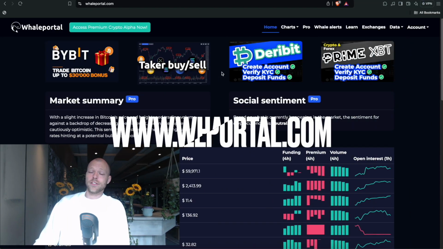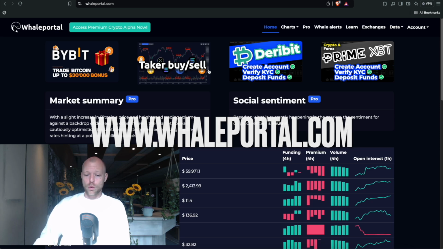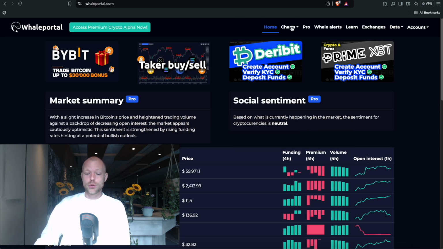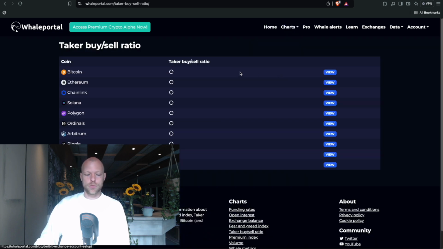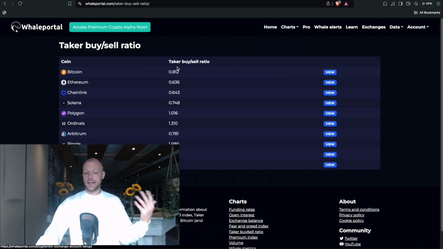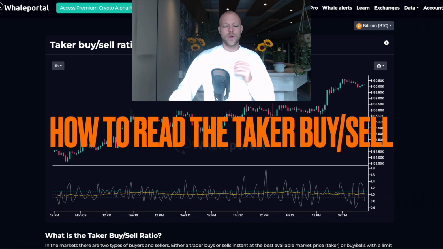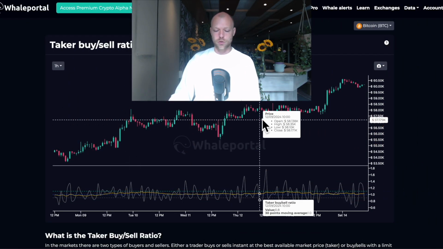So you can find the taker buy sell ratio over on Whaleportal.com. You can use this tool for free. You basically go to charts, you click on taker buy sell ratio, and here you can see the taker buy sell ratio for various crypto. We are going to go into Bitcoin right now, and I'm going to explain to you how you can read this indicator. So when you open the taker buy sell ratio, you can see this chart, we have the Bitcoin chart on top.